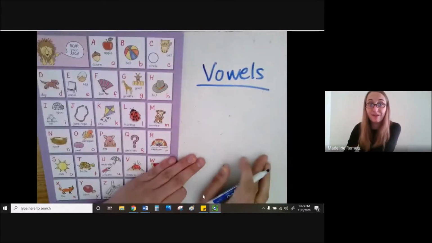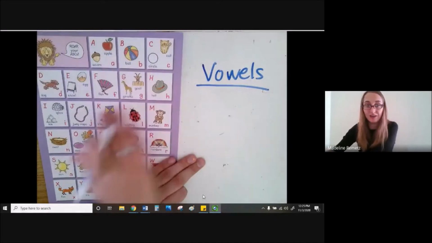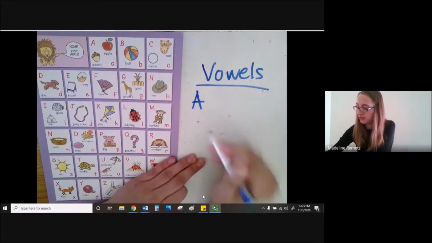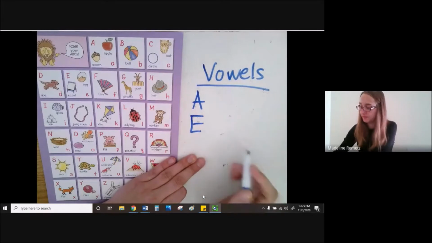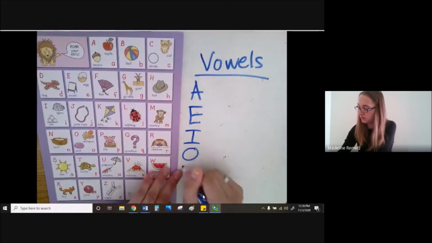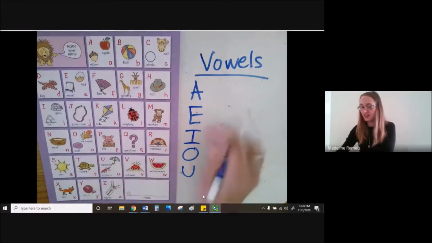Do you remember what the 5 vowels are? The 5 vowels you can find on your alphabet poster. They're A, E, I, O, and U. And I put them in alphabetical order too. A, E, I, O, U.